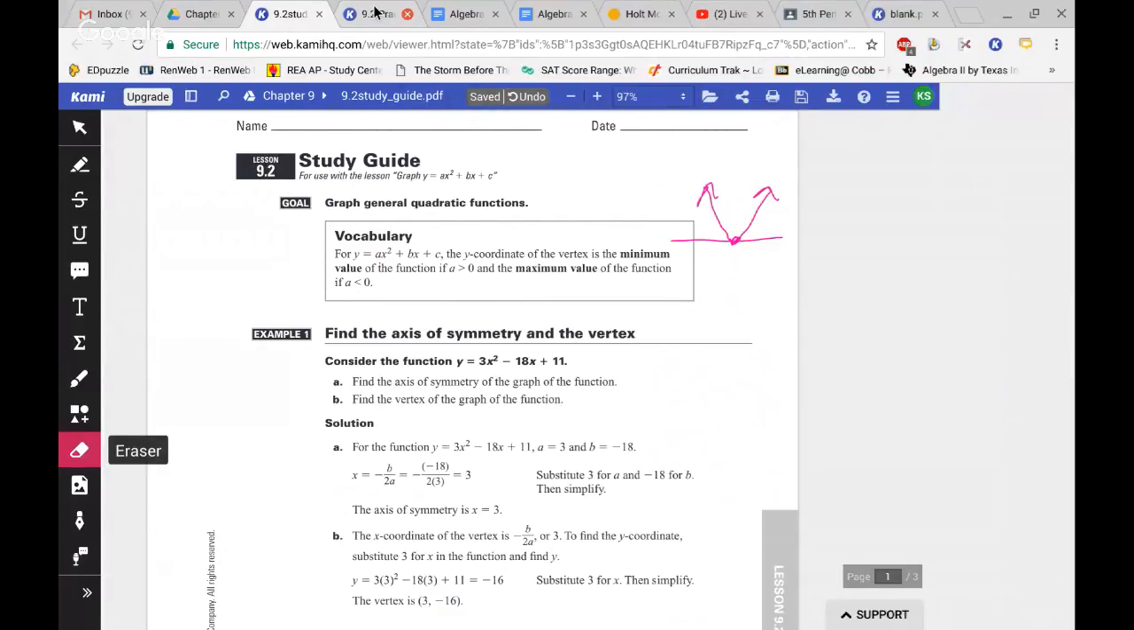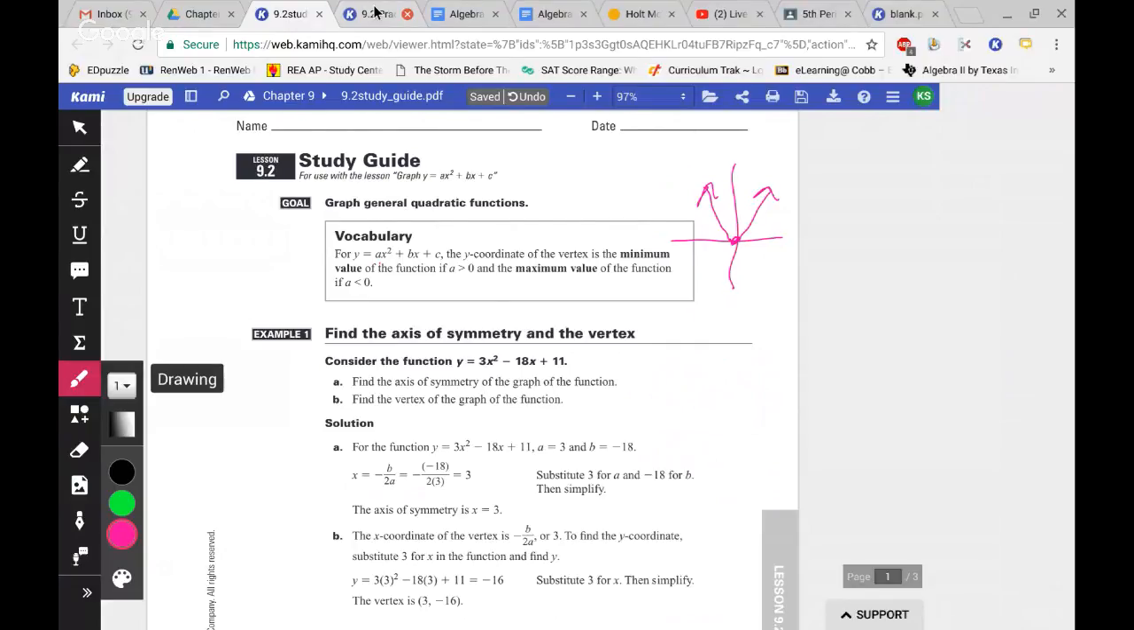So the axis of symmetry for this one would be x equals 0 because it's the y-axis. But this tells us how to get an axis of symmetry on a quadratic that has this bx or this middle term.